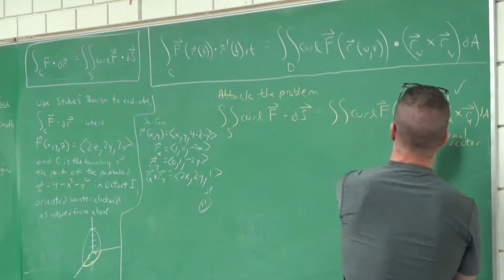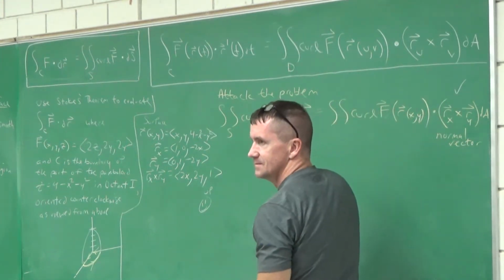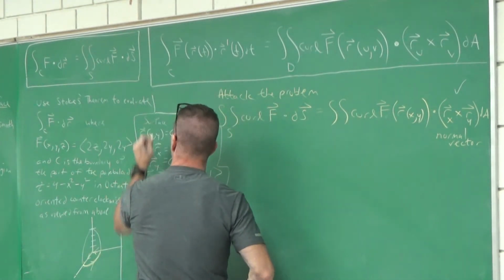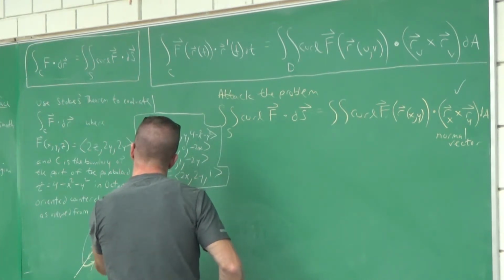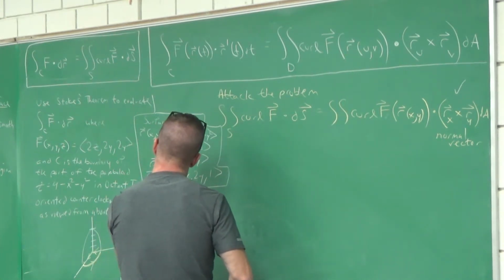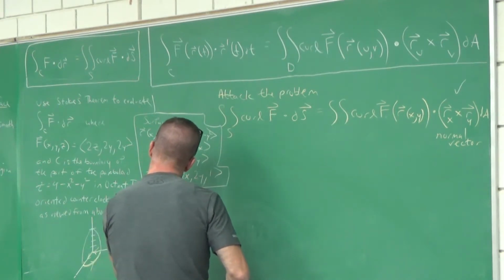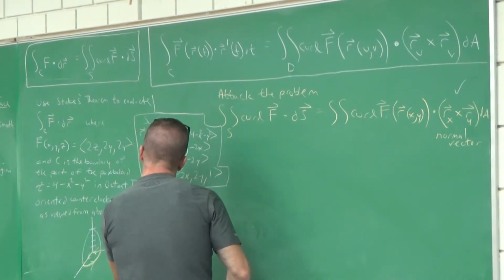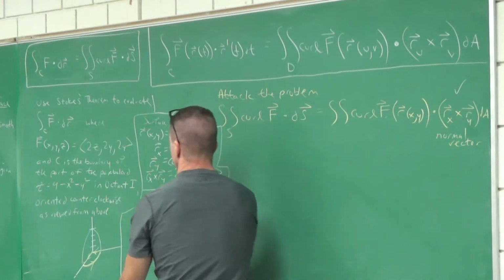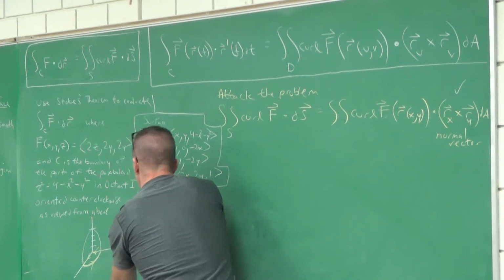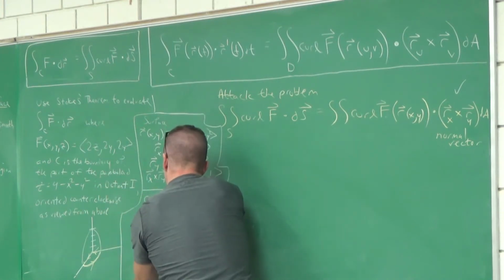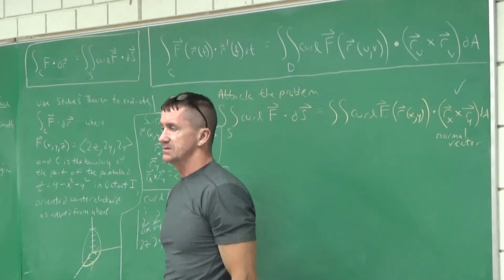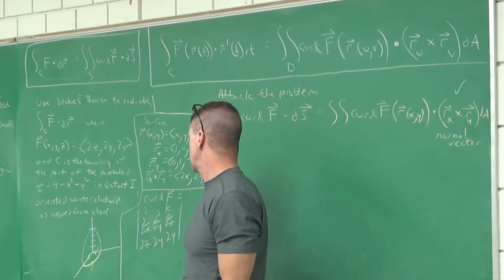All right, that goes here. But now we need the curl. When the surface is done, that's the normal vector, but now we need the curl of f. So let's find the curl of f: i, j, k, d/dx, d/dy, d/dz. What's the vector field? 2z, 2y, 2y. Curl of a vector field is a vector.